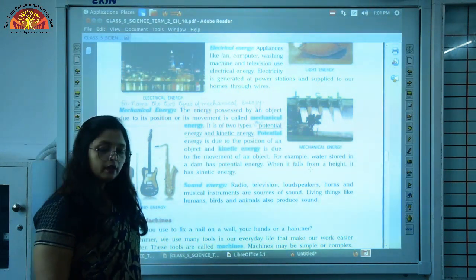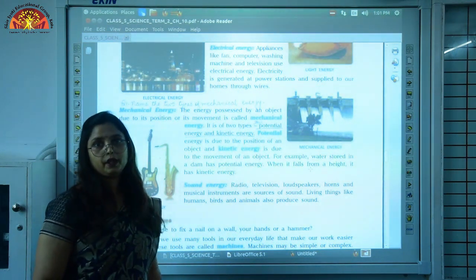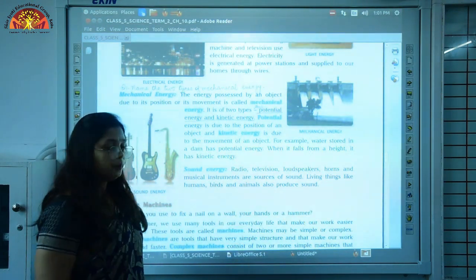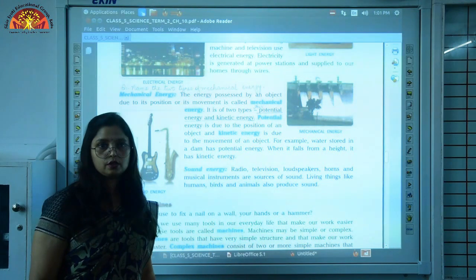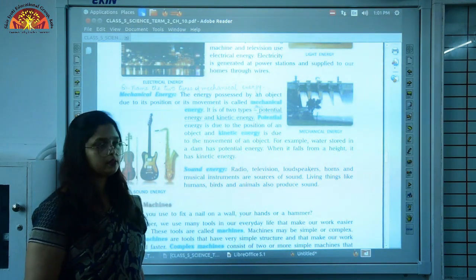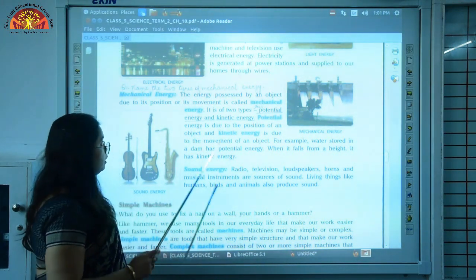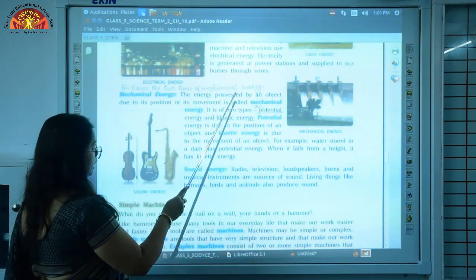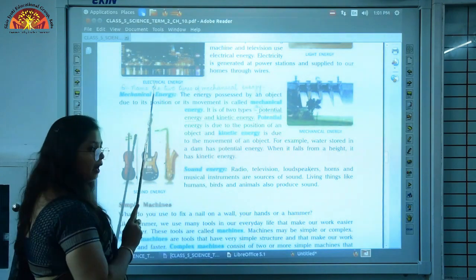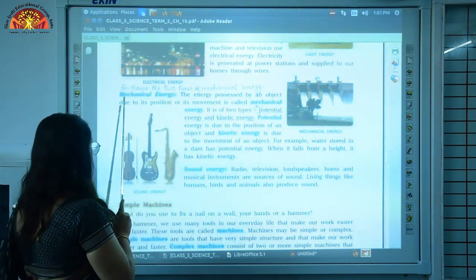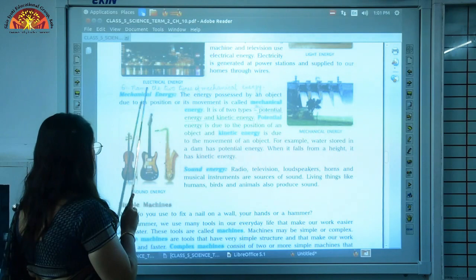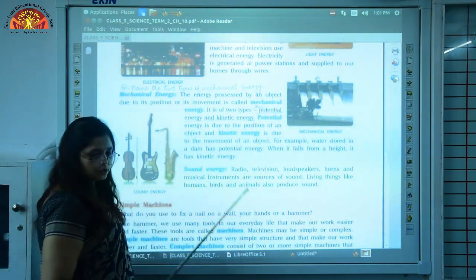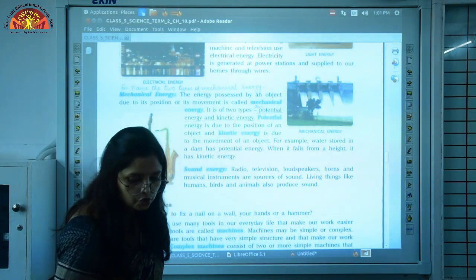Okay. Now, children, let us move to the next topic, that is simple machines. Before that there is one internal question. So, let us go through the internal question first. The question here is, name the two types of mechanical energy. You have to write this question just above the paragraph of mechanical energy. Write it like, name the two types of mechanical energy. So, let us first write the question.